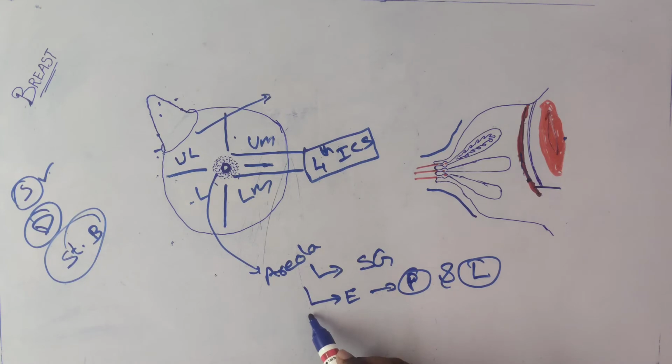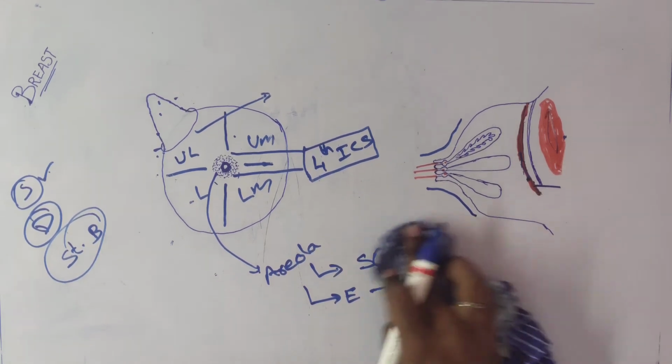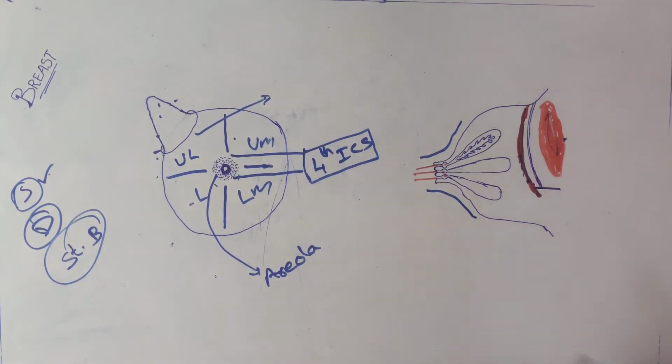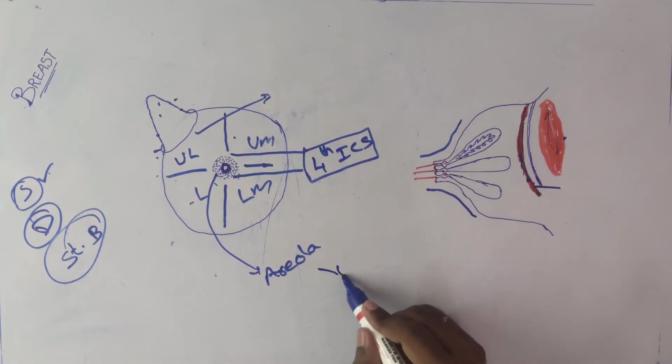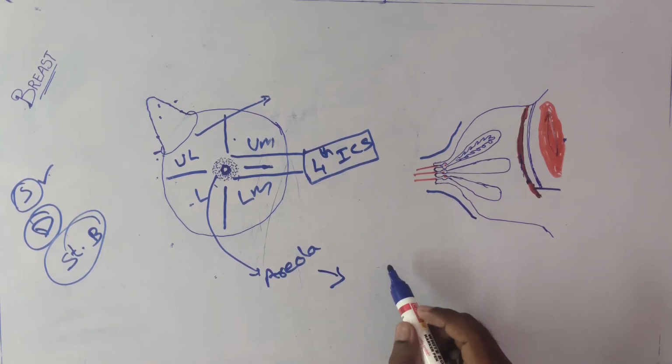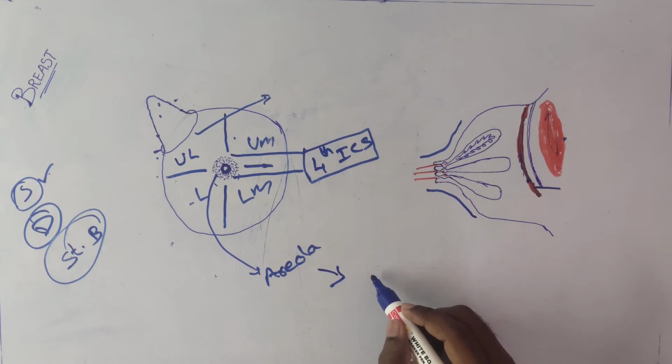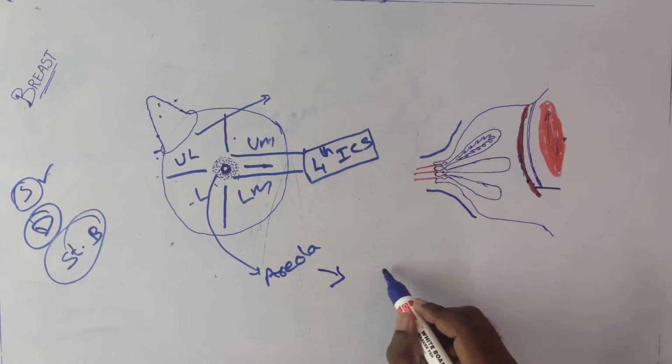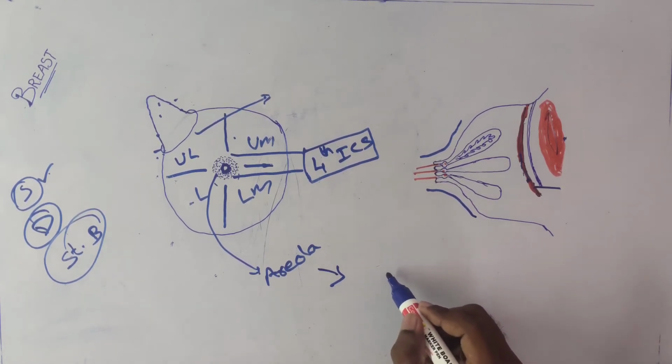Next, oily secretions of these glands lubricate the nipple and areola. The oily secretion of the areola lubricates the nipple and areola to prevent it from cracking during lactation. Okay.